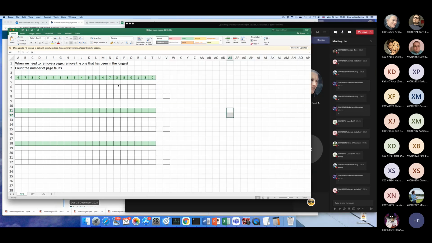Okay, let's have a go at this. So, FIFO. I think we can all agree 4, 4, 4. The first 3 are easy. Okay, 0. Which one will I get rid of?